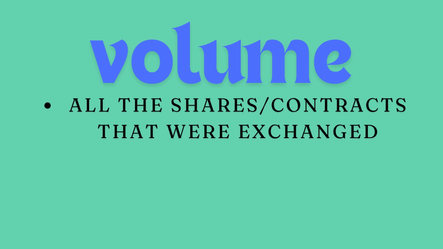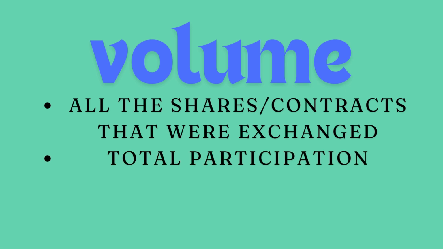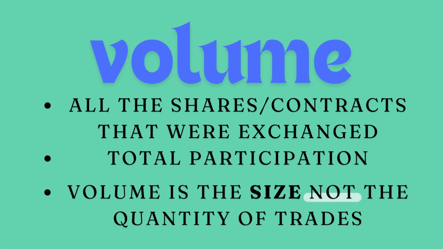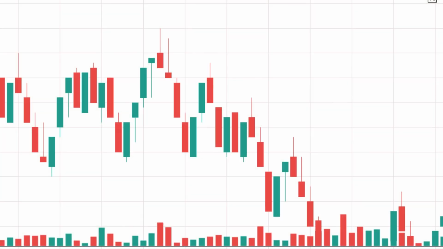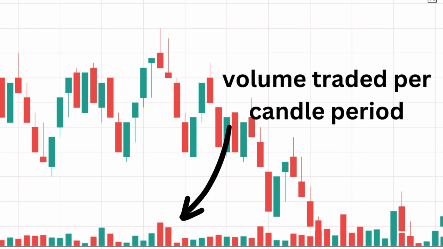First, let's define what volume is. Volume represents the total number of shares or contracts traded during a given period, so the total participation. Remember, this is not how many individual trades took place, but the size of all the trades combined. Commonly, you will see it viewed like this, where the volume is at the bottom and showing us total volume traded per candle as per the timing of the chart you are using.